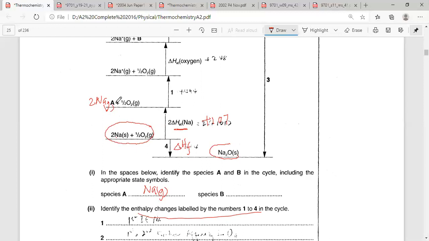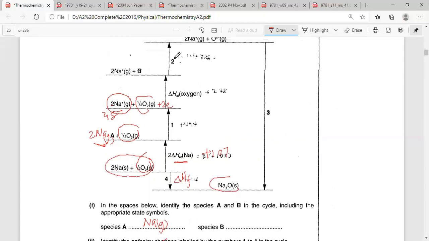Now from here to here, Na gas goes to Na plus gas. So what is this? It's the heat of ionization, called the enthalpy change, the first ionization energy. From here to here, half O2 stays the same. I've got my sodium ready to react already. Actually, by right, you should put plus 2 electrons here, but there's nothing wrong.